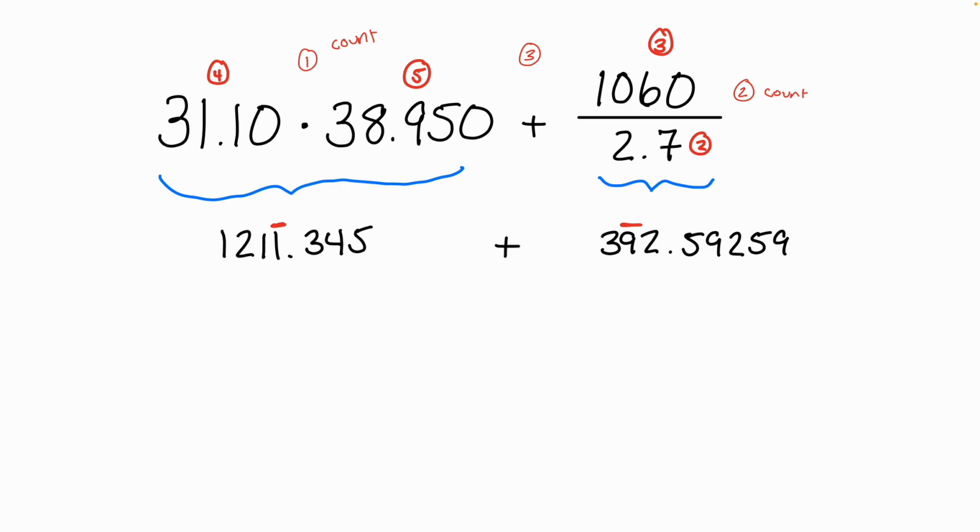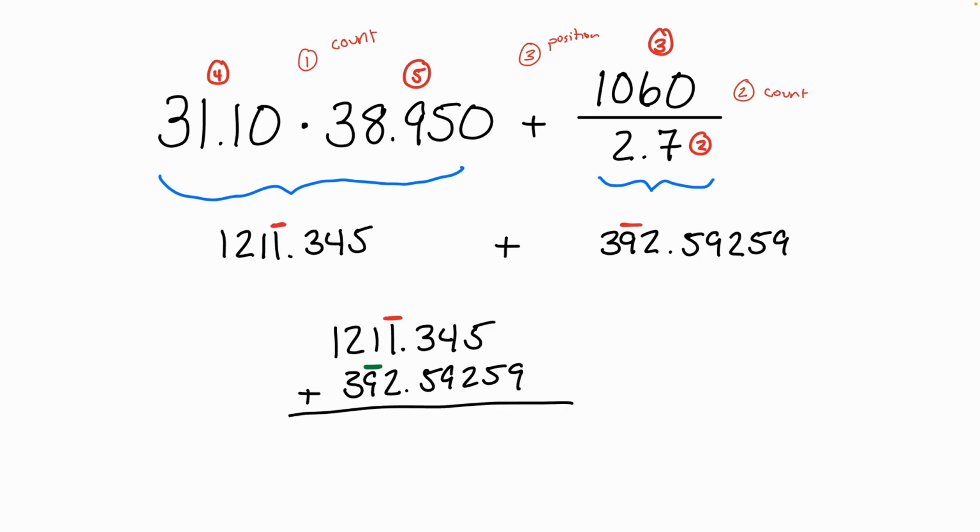Okay, but addition now has a different set of rules. It's not counting, it's going to be a position rule. So remember, the way we're going to do this, we're going to line it up with the decimal. I'm going to rewrite this here. 1211.345. Again, mark that ones place with a bar. Add that 392. I'm going to mark that sig fig with a bar. I'm going to choose a different color. Okay, so now we have our addition problem here.